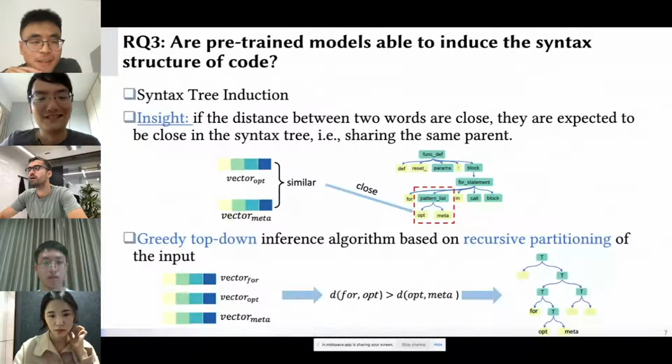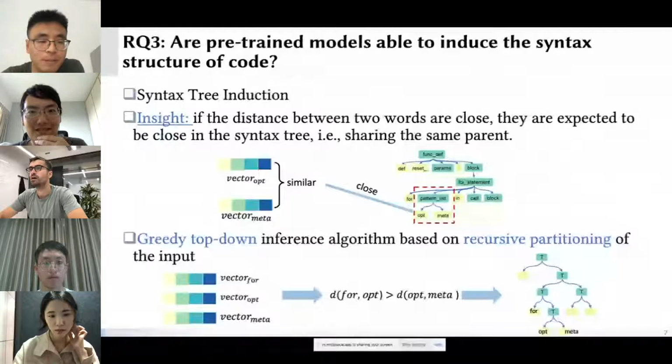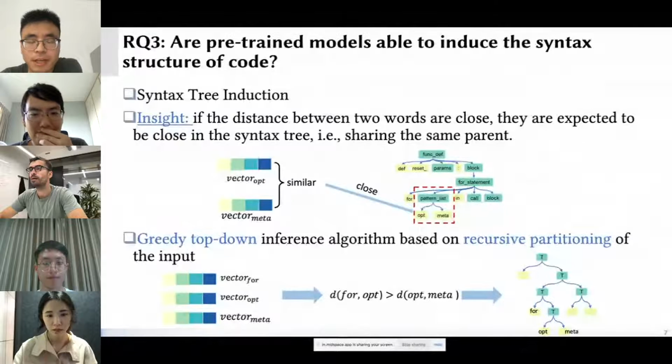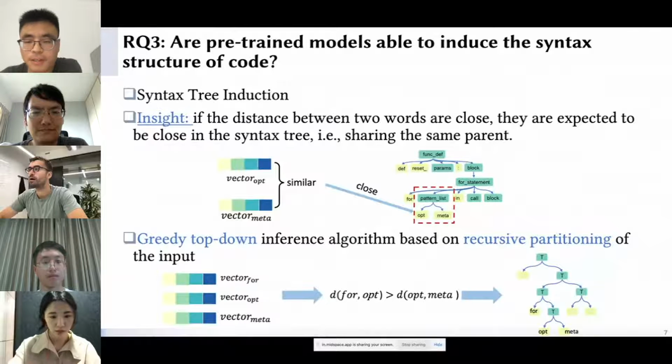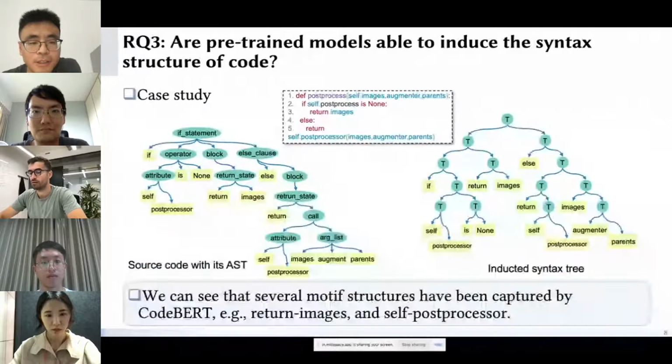Our insight is that, for example, if the vectors of two tokens are similar, they are also expected to be close in the AST. Based on this insight, we propose a greedy top-down inference algorithm based on the recursive partitioning algorithm. This is also a case study.